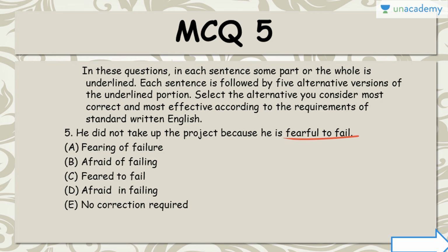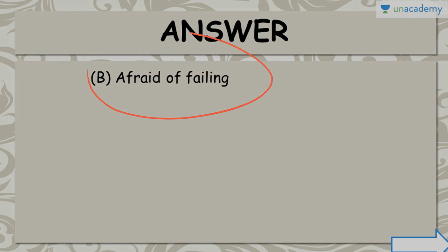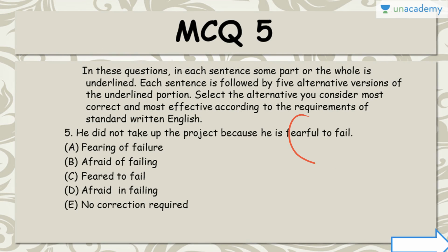The correct answer to this question is B, afraid of failing, because this is grammatically correct in this case. Why? He did not take up the project because he's fearing of failure. No, it's wrong. He did not take up the project because he is afraid of failing. It's right. He did not take up the project because he is feared to fail. No, again. He did not take up the project because he is afraid in failing. No. And no correction required, no, because a correction is required, since this is grammatically wrong, and the correct thing is afraid of failing.